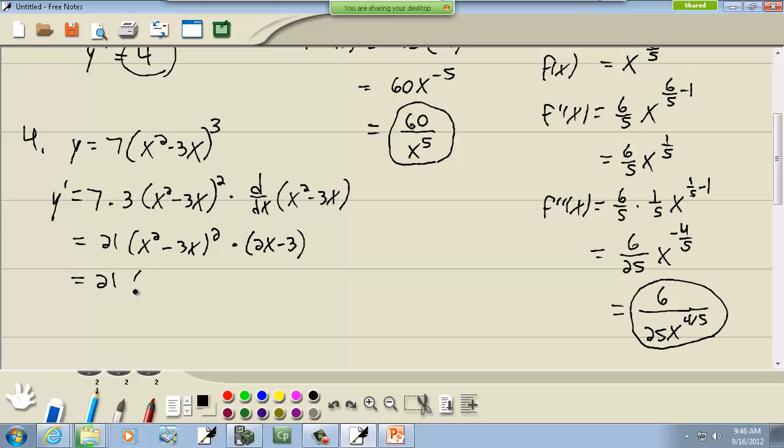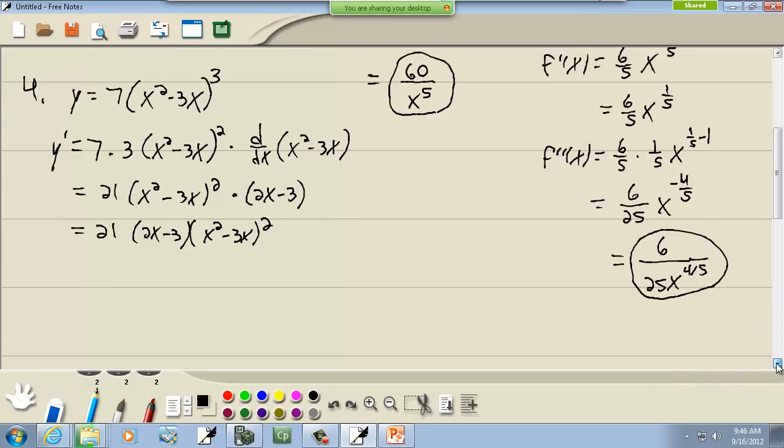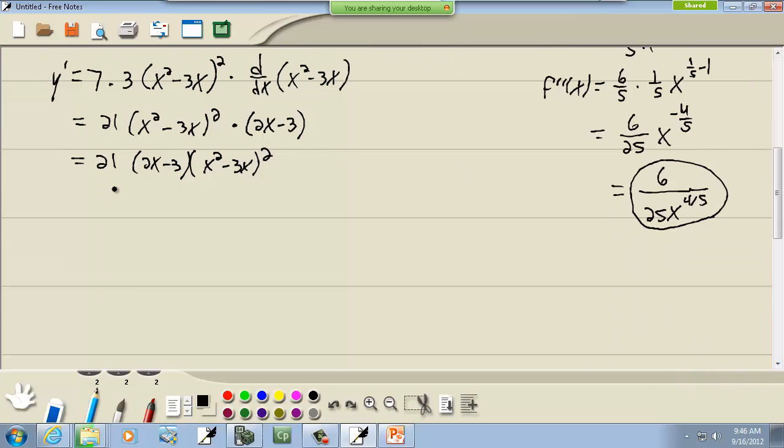And let me rearrange that a little bit. Put the 2x minus 3 in front. No particular reason. I just like the part with the square to be at the end. And that's our first derivative. Well, in this one, the second derivative isn't as easy. We have to use the product rule.